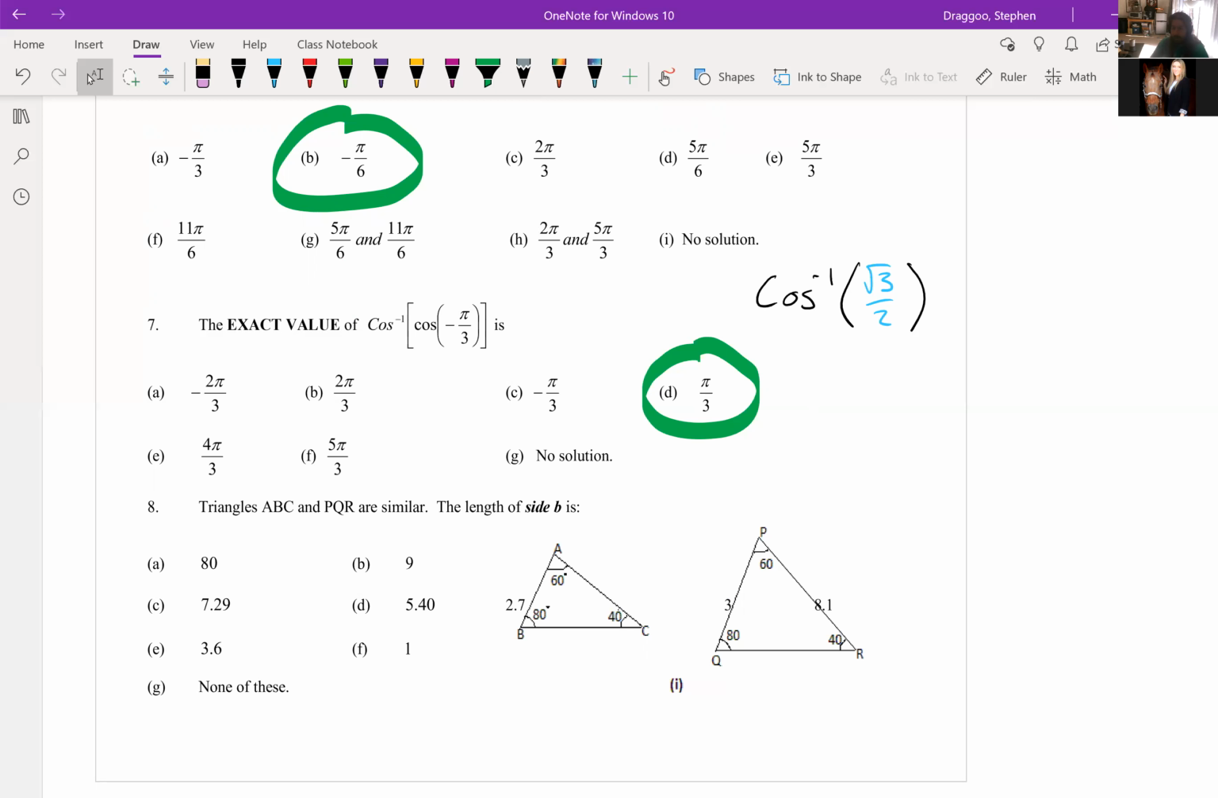Cool. Problem 8. Triangles ABC and PQR are similar. Find the length of side B. So, stuff we know then, if these things are similar, A and P are similar, B and Q are similar, C and R are similar, and B is going to have to be this side over here, because side B is going to be opposite angle B.